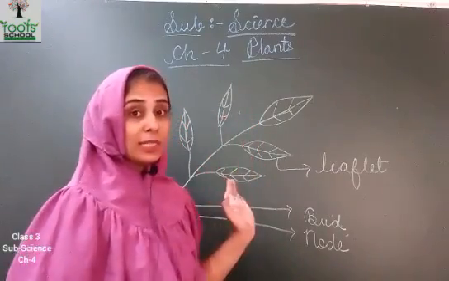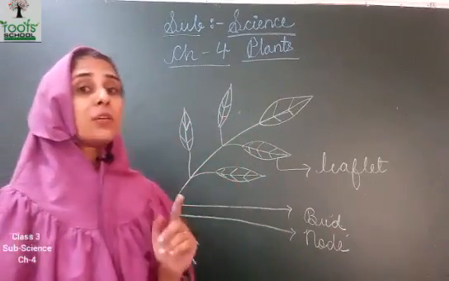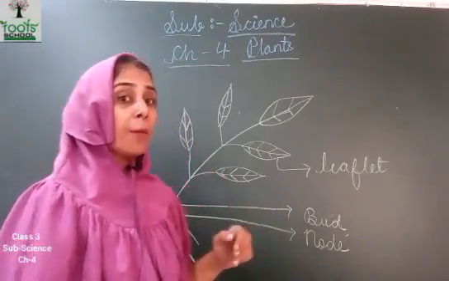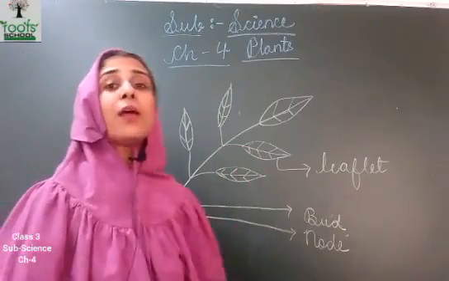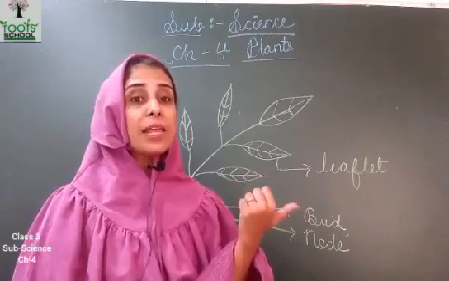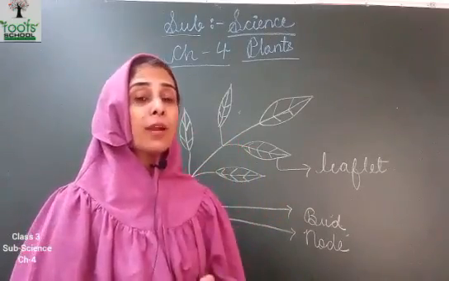Now you have understood what a simple leaf and a compound leaf are. In a simple leaf, on one stalk there is one leaf. In a compound leaf, on one stalk there are many leaves. That is the difference between a simple leaf and a compound leaf.